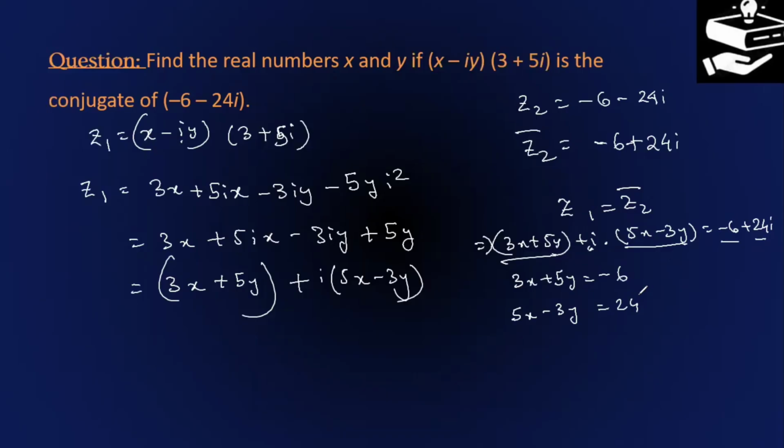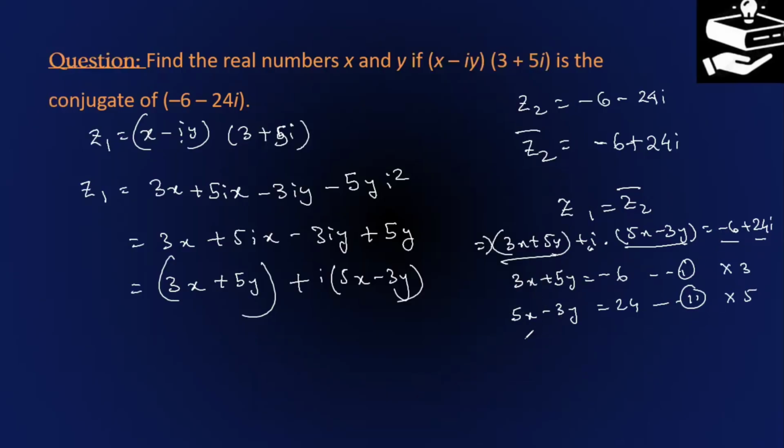If we solve this, what will I get? See, we have learned several methods for solving a linear equation in two variables: substitution method, elimination method, cross multiplication method. You can apply any one of them. I am applying the elimination method over here. Let's say this is equation number 1 and this is equation number 2. Suppose I am trying to eliminate the y terms. That's why I am multiplying the first equation by 3 and the second equation by 5. If I multiply, what will I get?